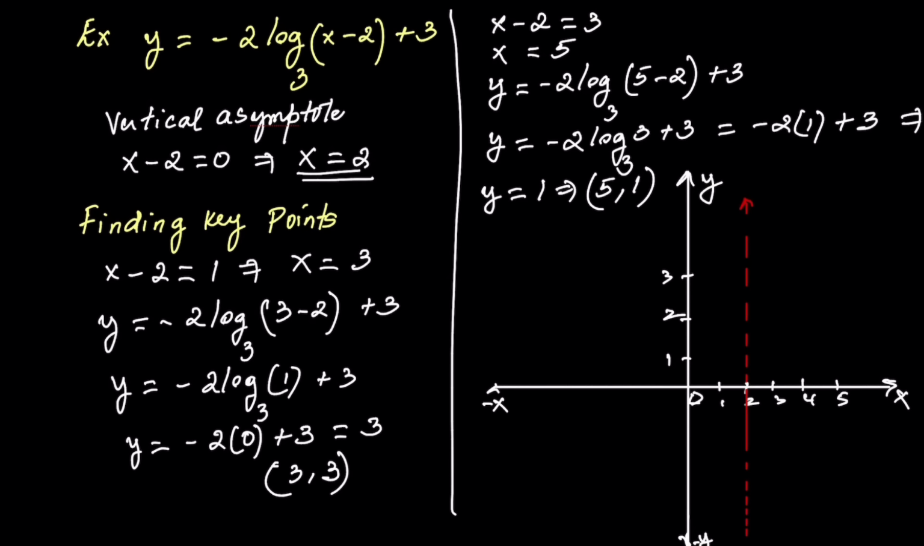Let's graph by drawing the vertical asymptote, x equals 2. Next, plot the following points. 3, 3, and 5, 1. Connect the points. The graph starts in quadrant 1 and moves through quadrant 4.